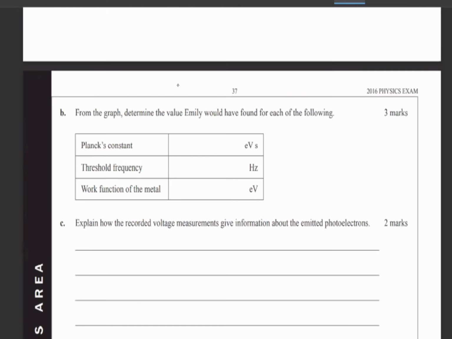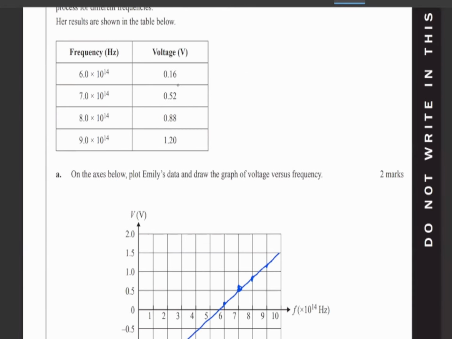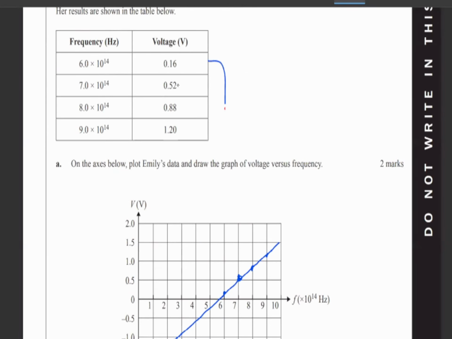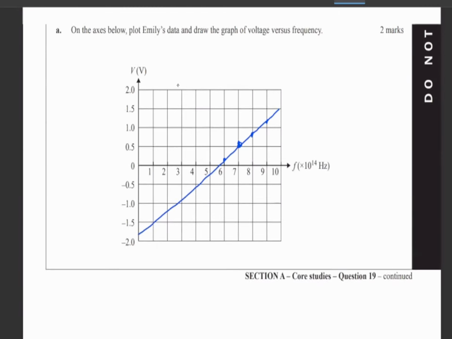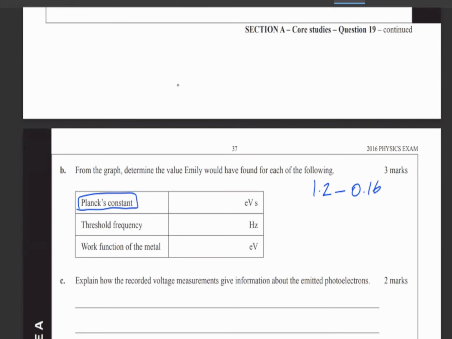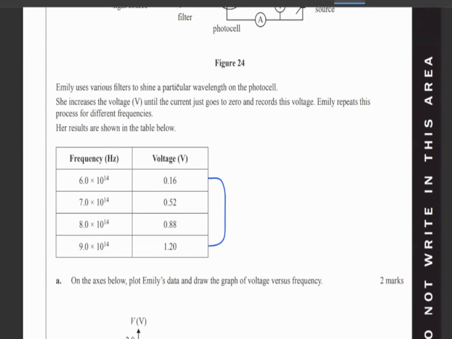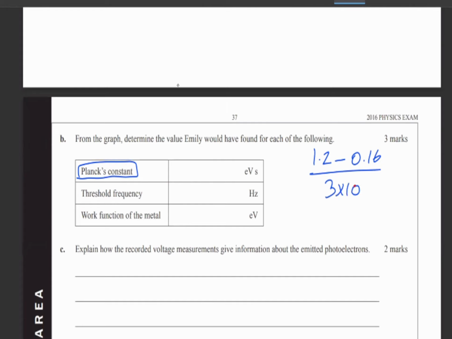Next question. Planck's constant. You can just take 2 points and find the gradient. So I will take the 2 furthest points. So 1.2 minus 0.16 over 9 minus 6, so 3 times 10 to the power 14. And you should get 3.6 times 10 to the power negative 15.